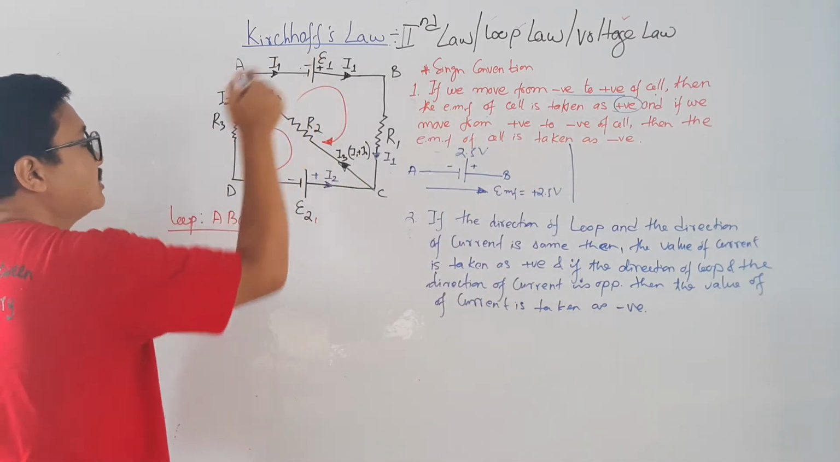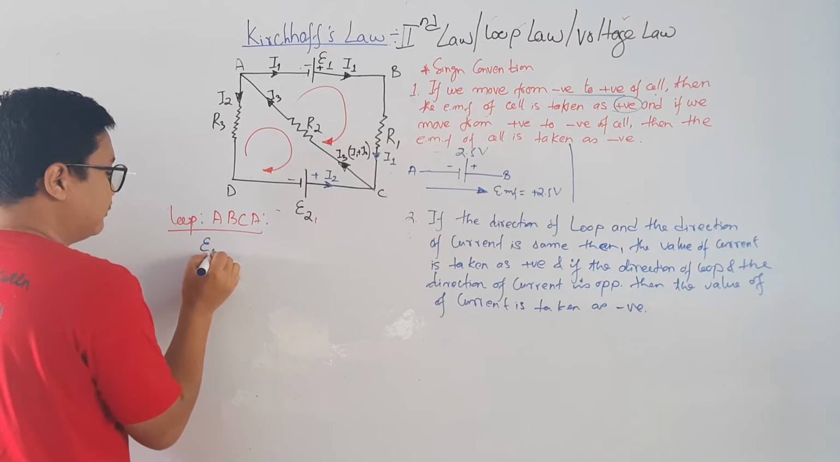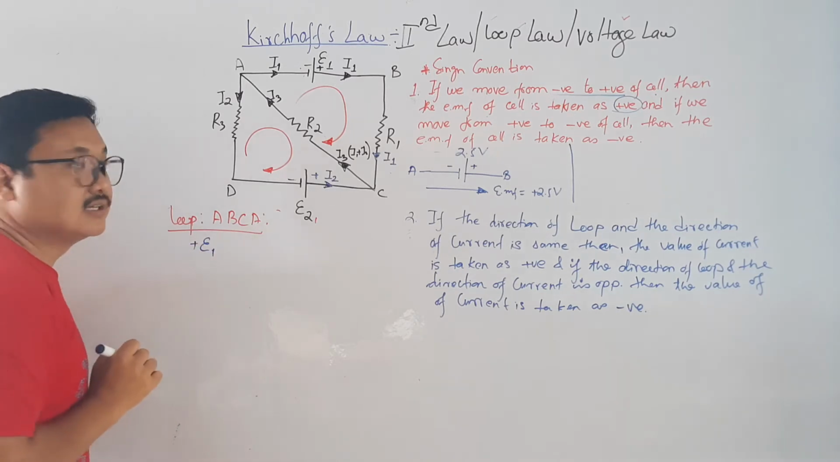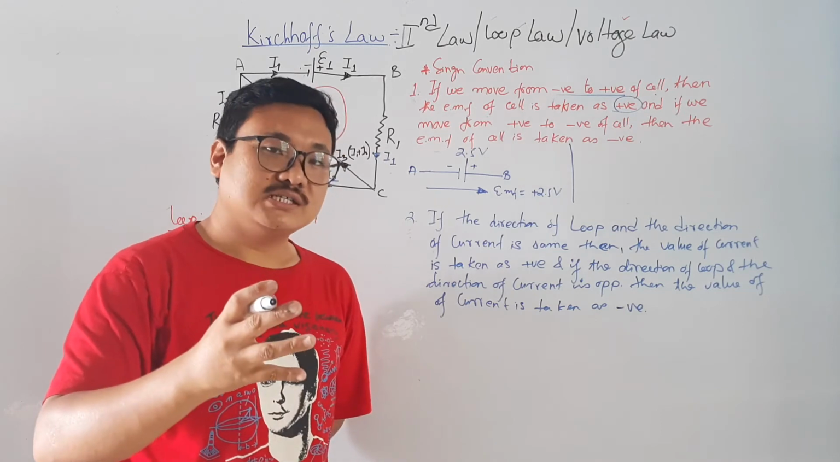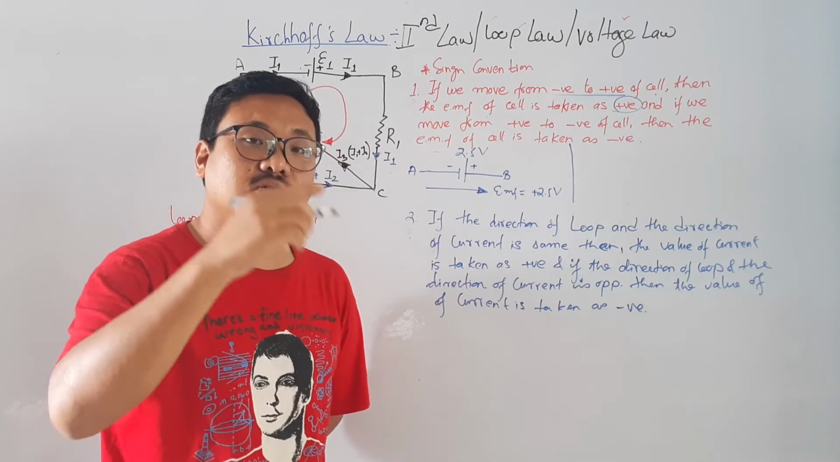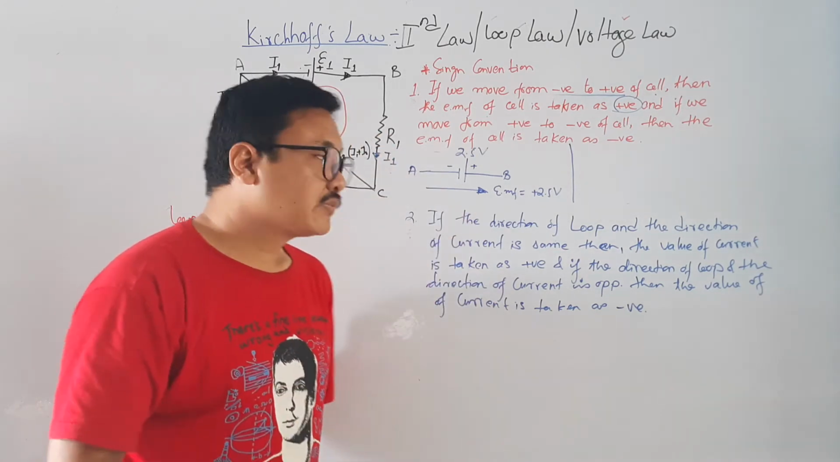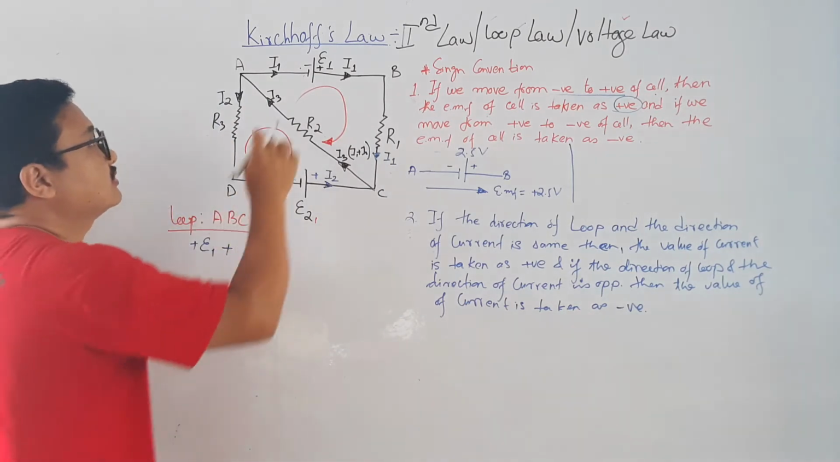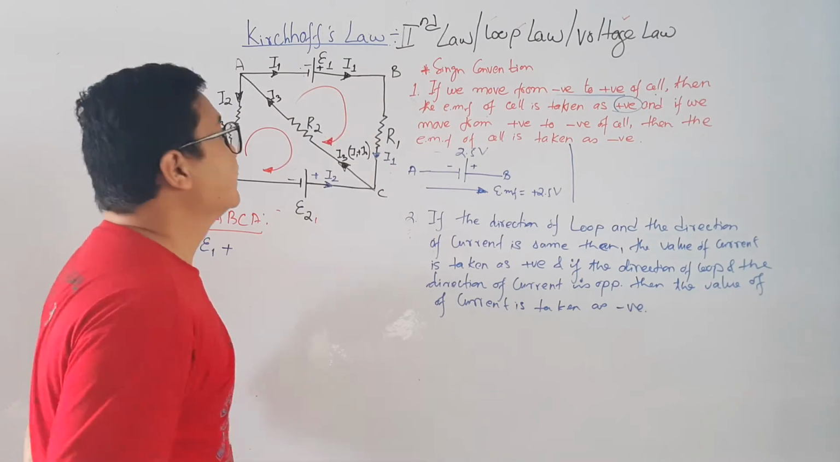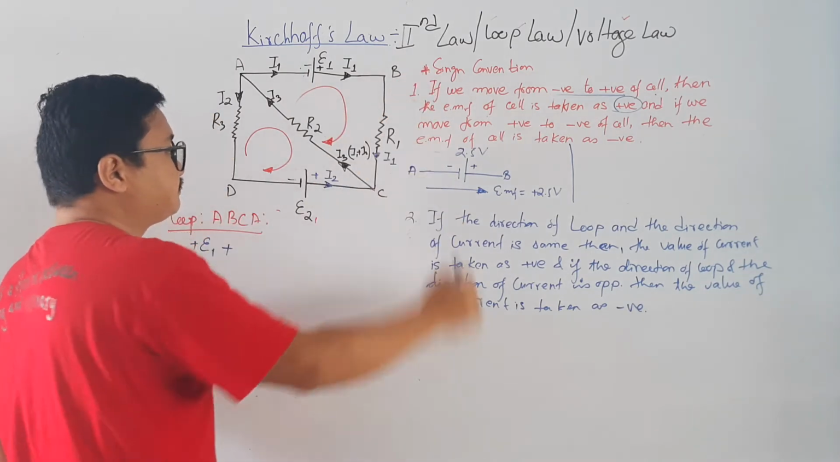Then this will be how much? It will be my E1. Here I will write plus. Then the statement says that the sum of all the potential drop and the EMF in a closed loop is equal to 0. So sum means I have to add, plus. So A and B done. Now let me go from B to C.